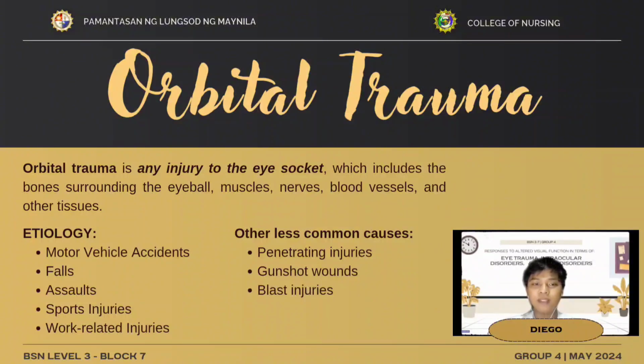Physical assault involving punches or kicks. Ang severity nito depends on the force and sa object used. Sports like football, basketball, hockey, and boxing. Direct hits from the ball or elbows can cause trauma. Work-related injuries like construction, manufacturing, and other heavy machinery industries pose risk from flying debris or falling objects. Yung other cause nito is penetrating injuries from sharp objects, gunshot wound, and blast injuries can even cause orbital trauma.